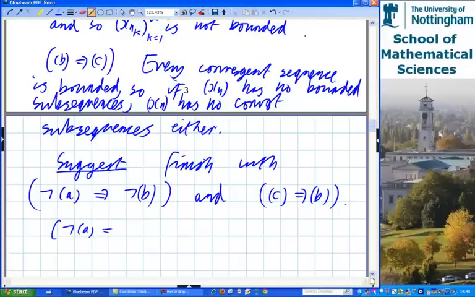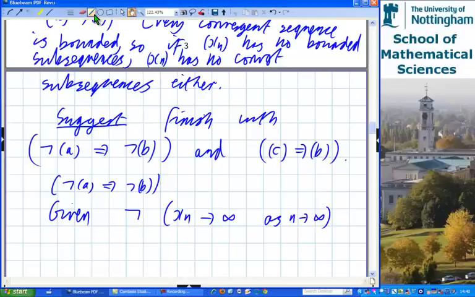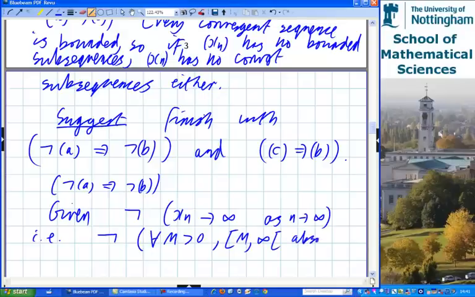Okay, let's have a look at not A implies not B. So we're given that it's not true that Xn tends to infinity as n tends to infinity. Or in other words, it's not true that for all m greater than 0, the interval m up to infinity absorbs the sequence, for example.